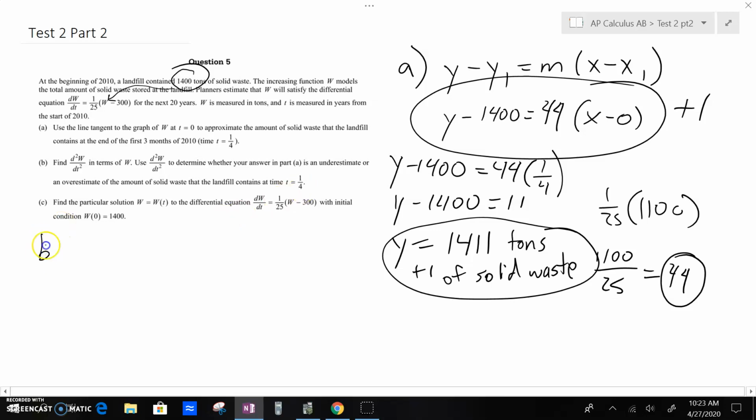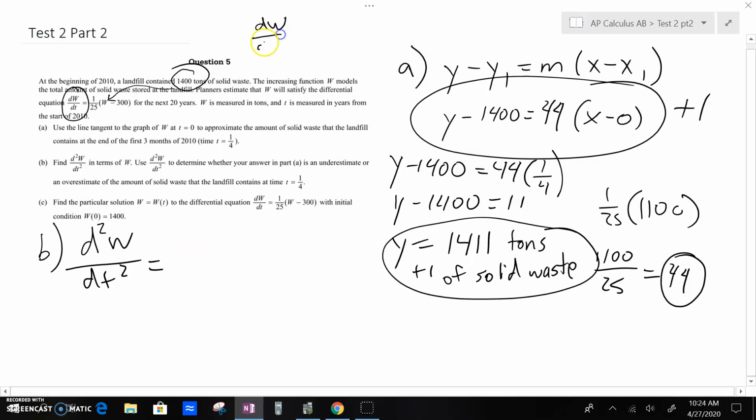So let's see, part B, finding the second derivative. Well, if we've got a first derivative, we've got W prime. If I take the derivative of W prime, I get W prime prime, the second derivative. And then if I take the derivative on the right hand side, let's see, that actually is going to be easier for me. So I'm going to do an aside up here.